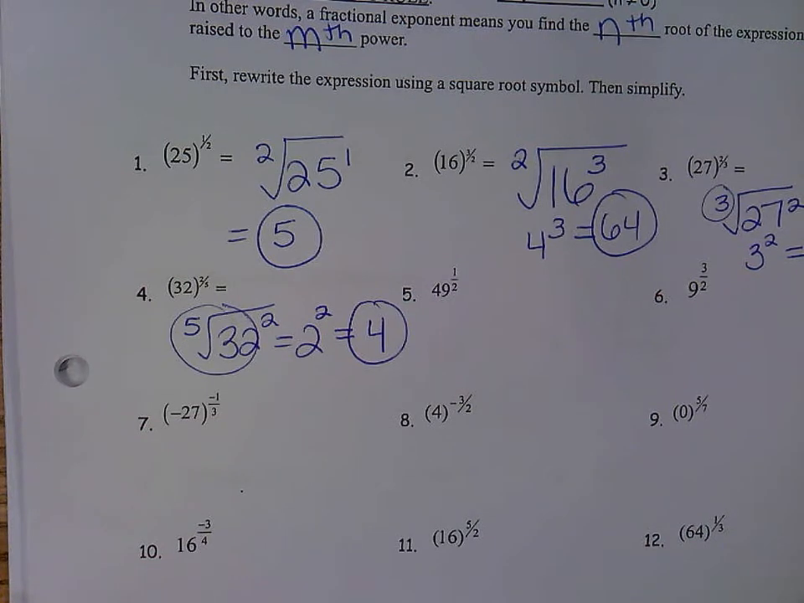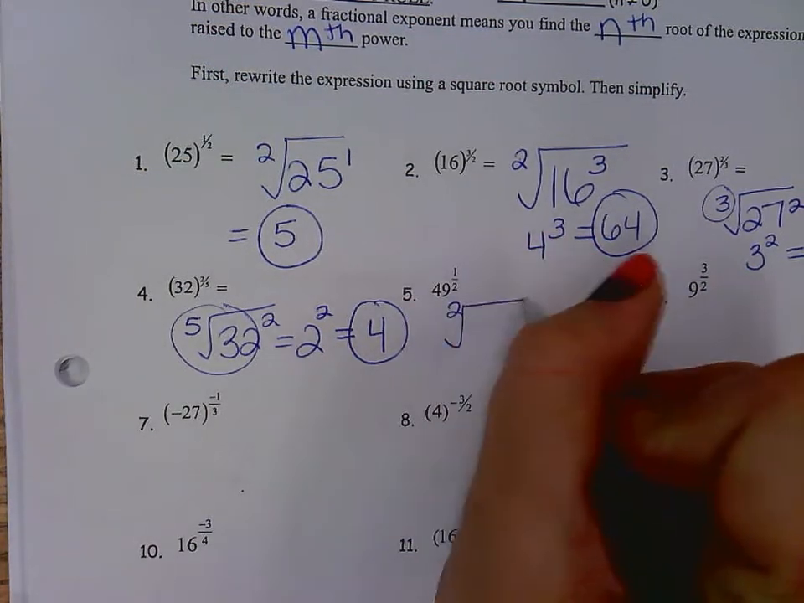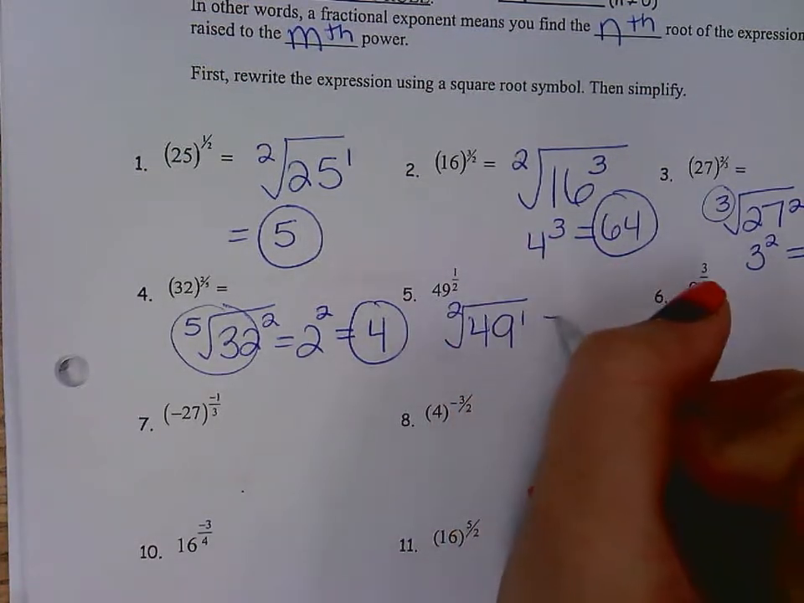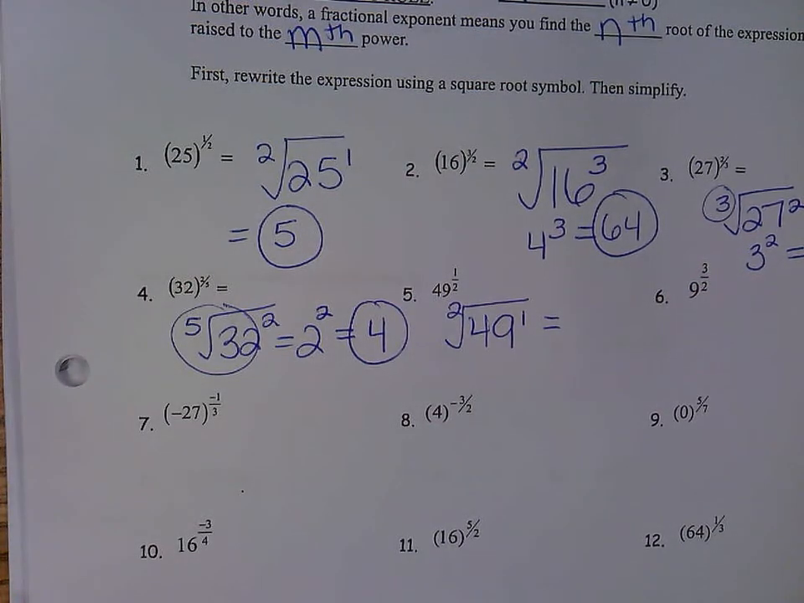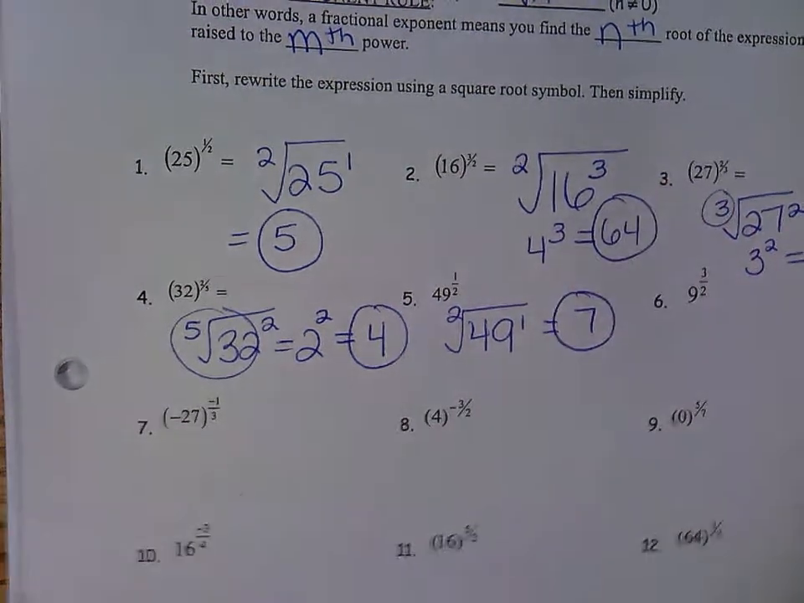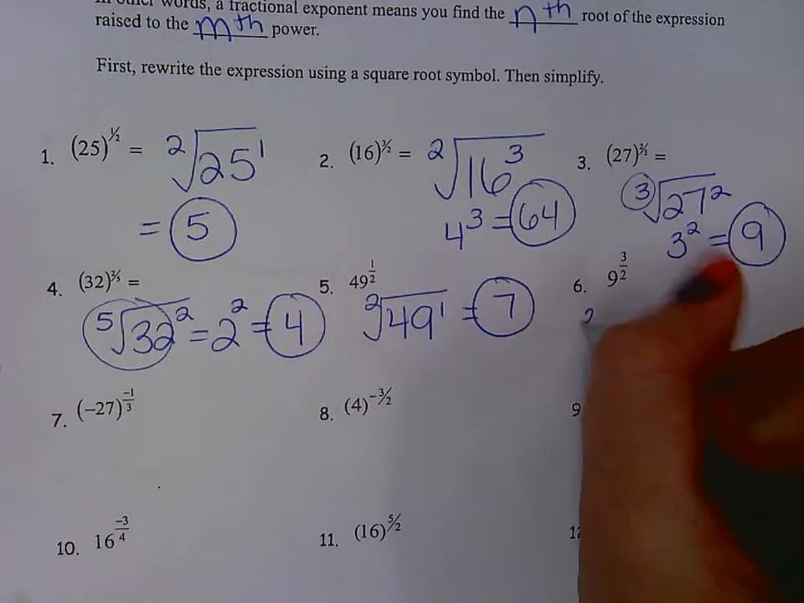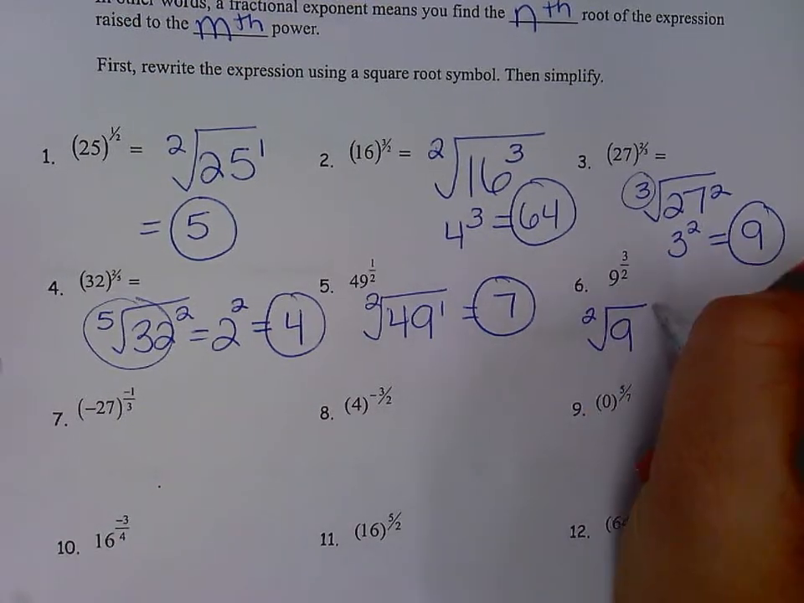Because otherwise you could just type them into the calculator and you don't have to evaluate them. So this is just asking you the square root of 49. What is the square root of 49? 7. This one's just asking you the square root of 9 cubed.